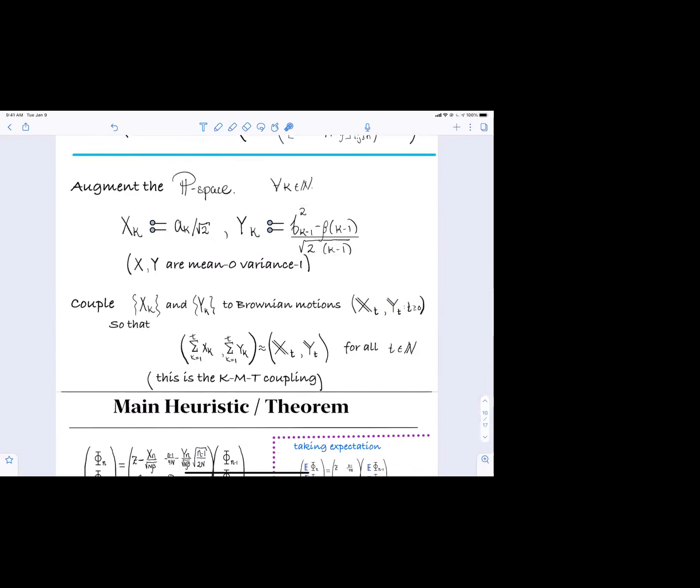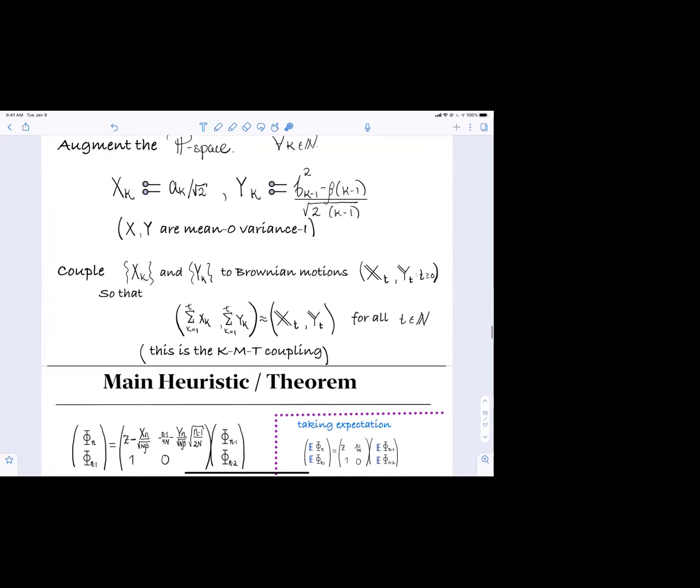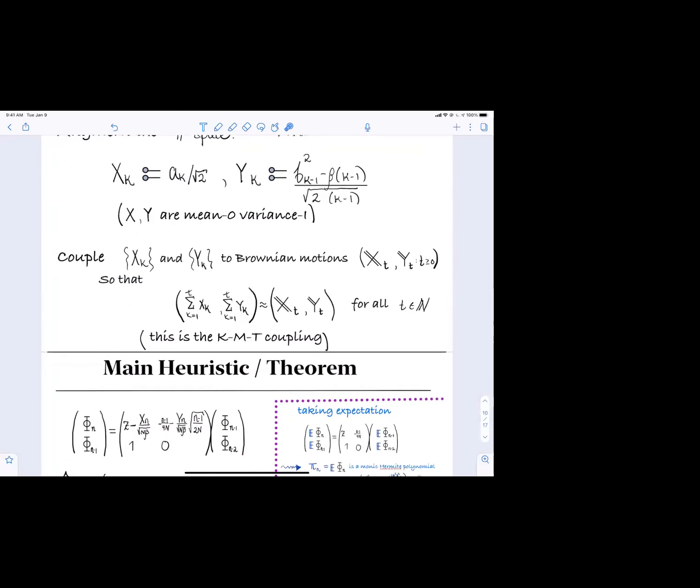And there's this magical coupling, the Hungarian or the KMT coupling, which allows you to say that these partial sums of these random variables can be coupled in such a way that they're close to two independent Brownian motions. So x's and y's are independent random variables. We're going to take two Brownian motions in such a way that these sums are close. That's the probability space on which we work. And in that probability space, we can do all of the stochastic analysis.